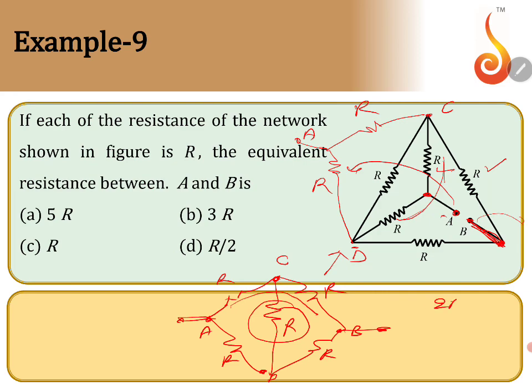So we can write this as 2R. This is also in series, so we can write 2R. These two resistors are in parallel, so the effective resistance is 2R by 2, which is equal to R. Remember, if the resistors are connected in the form of a box and along the diagonal you are trying to find out the resistance, then the effective resistance is the same as that of the resistors used, if they are identical. So the correct answer is option C.